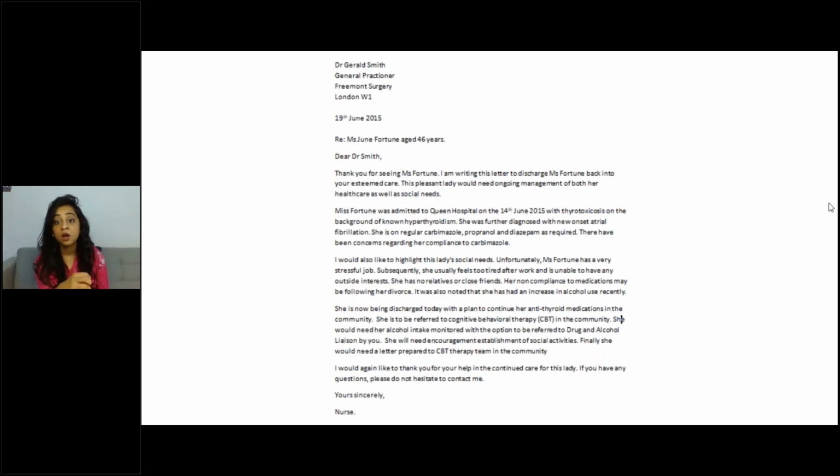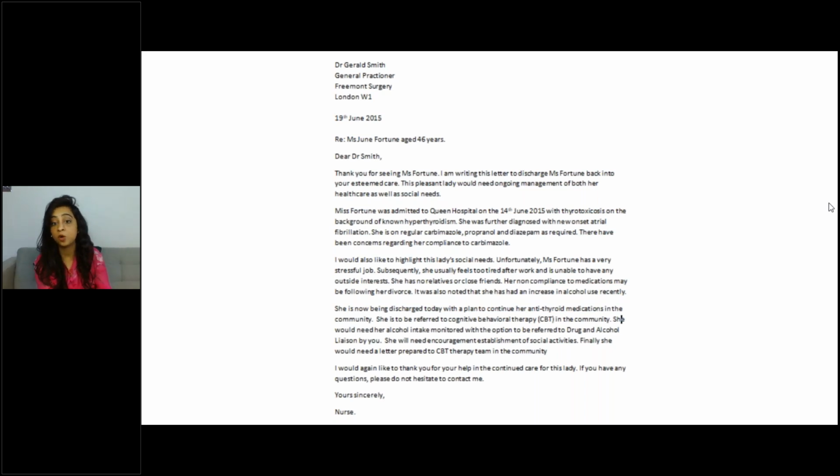Then I've written, her non-compliance to medications may be following her divorce. So that's how I've linked the divorce to non-compliance to medication. It was also noted that she has had an increase in alcohol use. So see how we've split up our paragraphs into medical history and social history.